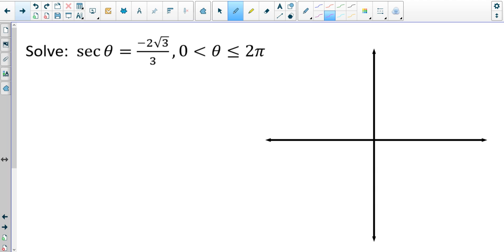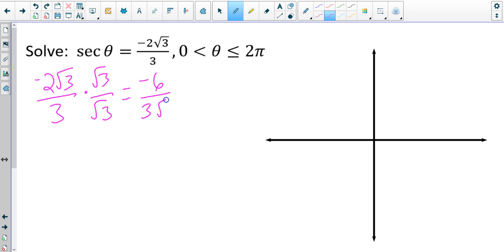The next problem, we want to solve for the secant of theta equals negative 2 square root of 3 over 3. Again, this does not seem to give us any values that match up with our special right triangles, so I am going to rationalize the numerator to simplify this problem. So I'm going to multiply top and bottom by the square root of 3 over the square root of 3, and I end up with negative 6 over 3 square root of 3, which simplifies to be negative 2 over the square root of 3. So I now have the secant of theta equals negative 2 over the square root of 3.